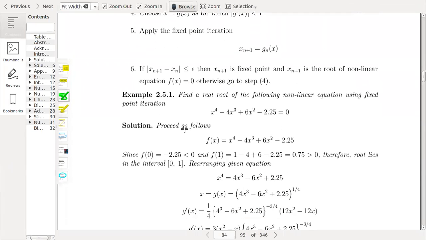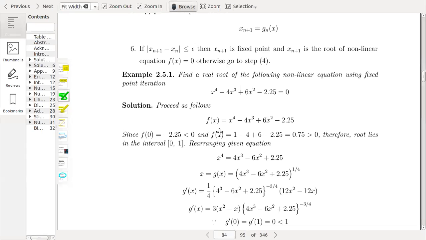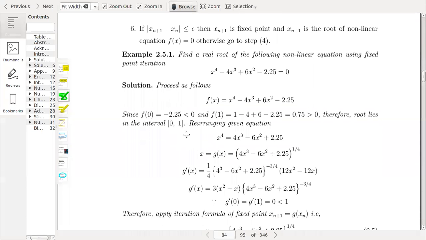Next is the example which will illustrate how we can compute. Find a real root of the following nonlinear equation using fixed point iteration. So this is the equation for which we have to compute the fixed point iteration: x to the 4 minus 4x cubed plus 6x squared minus 2.25 equals 0. Proceed as follows. f of x is equal to x to the 4 minus 4x cubed plus 6x squared minus 2.25. If we substitute x with 0, we will get 0 minus 2.25, which is a negative value, less than 0.